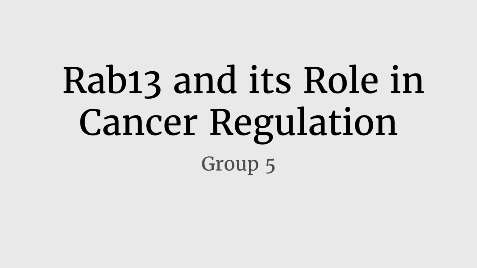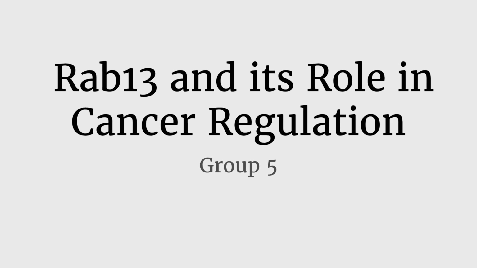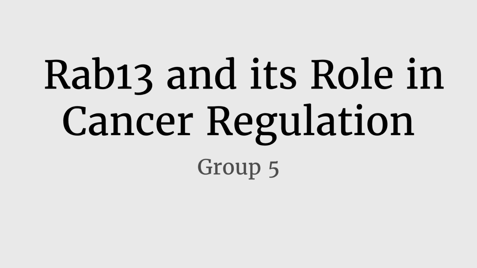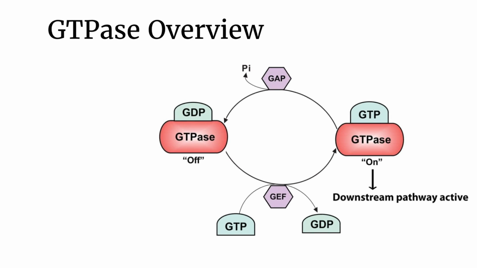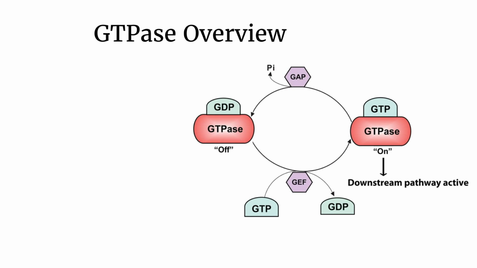Rab13 and its role in cancer regulation. Rab13 is a small GTPase and has many implications in current research due to its effects on the progression of various types of cancer. A GTPase is a G protein that acts like a molecular switch in signal transduction. It has on and off states.